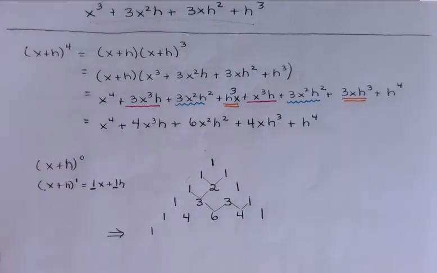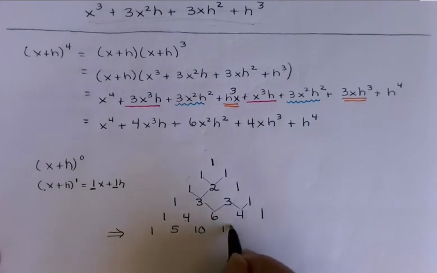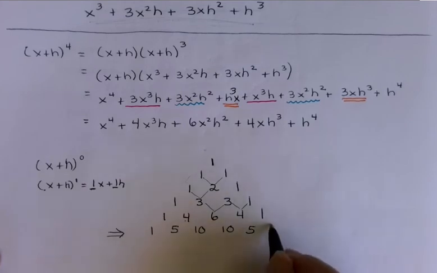We always start with a 1. 1 plus 4 would say 5 comes next. 4 plus 6 would be 10. 6 plus 4 would be 10. 4 plus 1 is 5, and we always end with a 1.